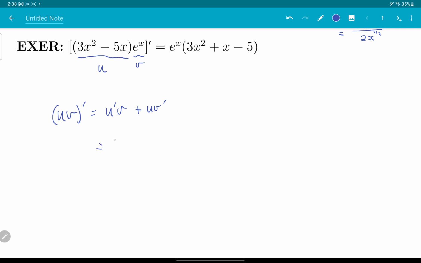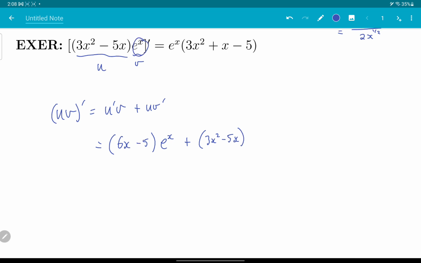So u prime, I'll do it in my head. I get 6x minus 5. V is just e to the x plus u, 3x squared minus 5x. And v prime is the derivative of e to the x, which I memorized to be e to the x. Okay. A big skill coming up right here.